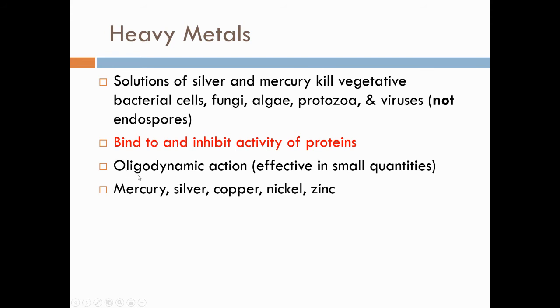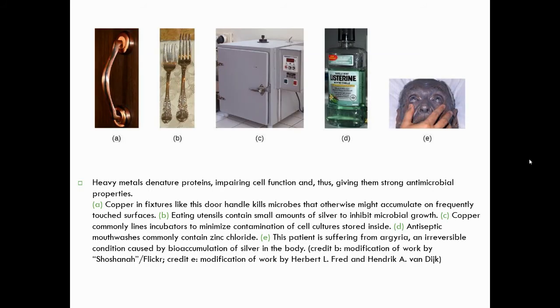They're oligodynamic. Oligo is many, so they have oligodynamic action. They're very effective in small quantities. Just a little bit can affect many different proteins, many cells. They're very active. Mercury, silver, copper, nickel, zinc. These are all heavy metal examples. They denature proteins, so cell function stops, cell metabolism can stop.